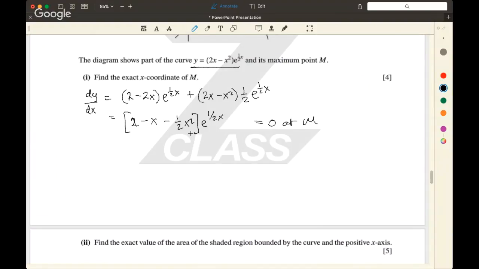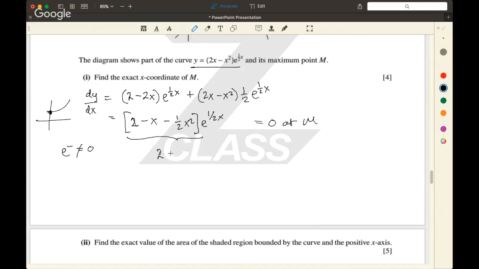So either this bracket is 0 or this exponential is 0, but we know that e to the anything is never equal to 0. The graph of e looks like this. It crosses at 1. It never touches 0, because you can never raise anything to a power and have it be 0. So therefore, it's the bracket which must be 0 in order to satisfy this equation.